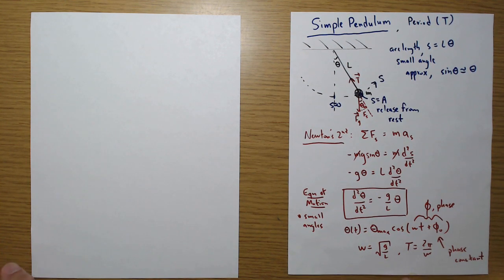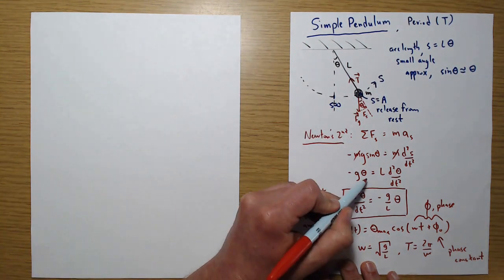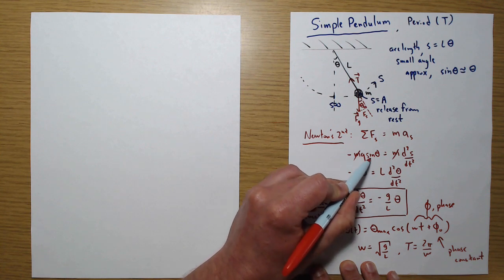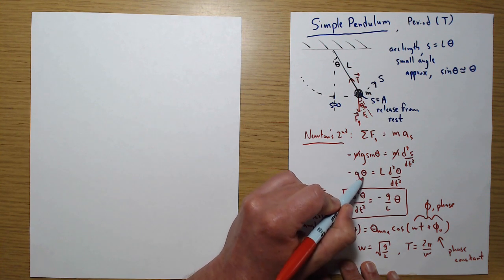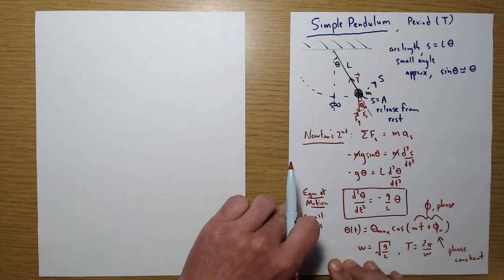A simple harmonic oscillator is simply one where the restoring force, in this case a component of gravity, is proportional to the displacement from equilibrium, which we can see is true in the small angle approximation. Not true for any angle, right? But it is true for the small angle approximation. That's one of the characteristics of a simple harmonic oscillator.